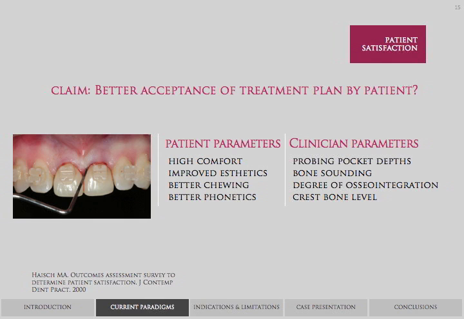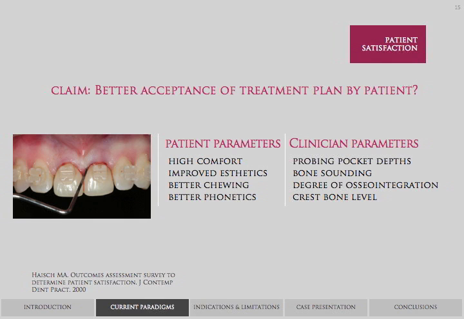So basically, it's all about the patient and the clinically what we see. So we want to be able to examine the patient really well at the first appointment, sounding the bone, pocket depths, looking at the x-ray, root angulation, tissue thickness, biotype, see where the crestal bone levels are.